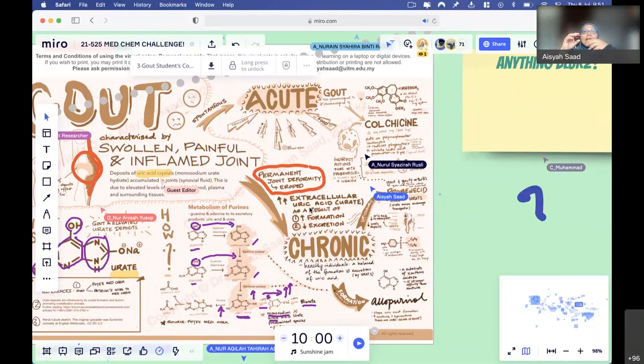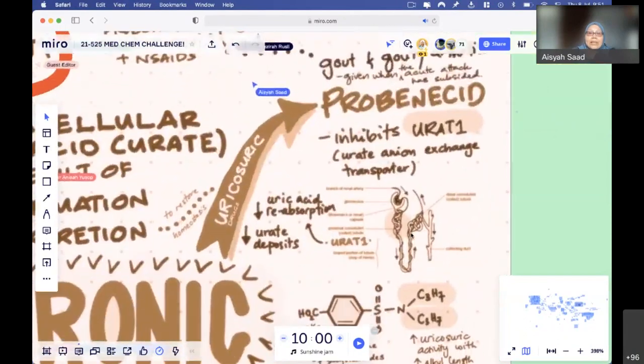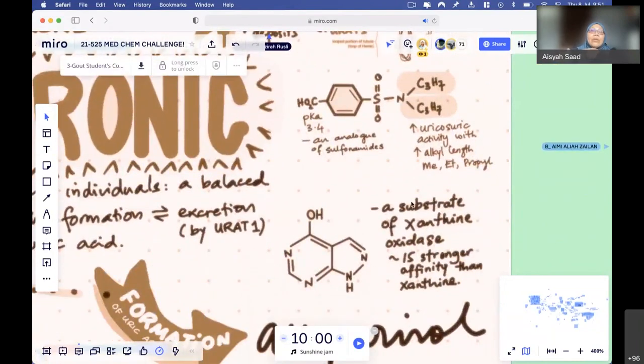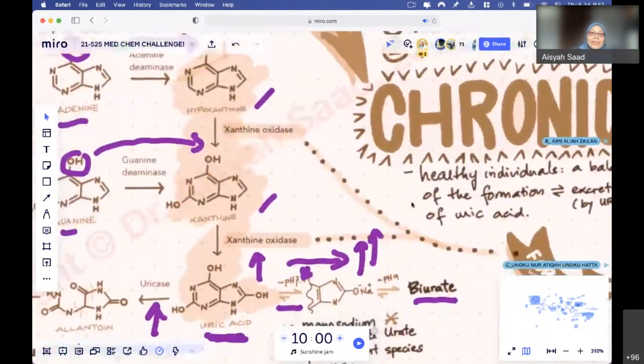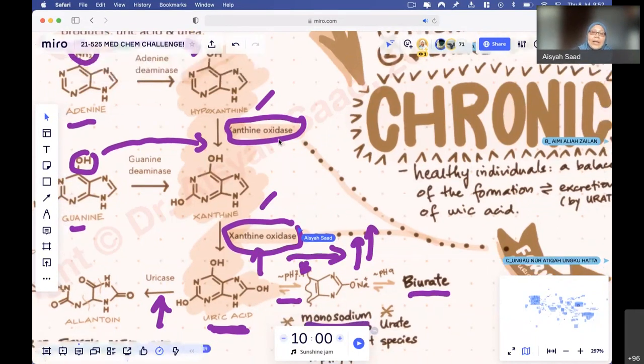Because if you see the whole set of drugs for gout, they are acting on different target sites. You have colchicine acting on the leukocytes. You also have probenecid, which is acting on the tubule in the kidney, and you have allopurinol, which is acting on the xanthine oxidase. If you go back to the metabolism here, it's acting on these two, xanthine oxidase. And this is one of the most important targets in the treatment of gout. Why and how, in a sense.